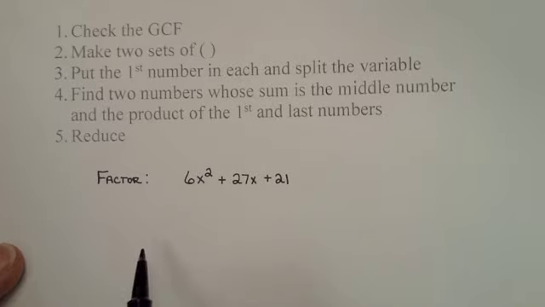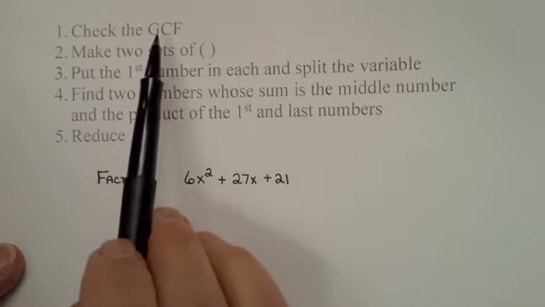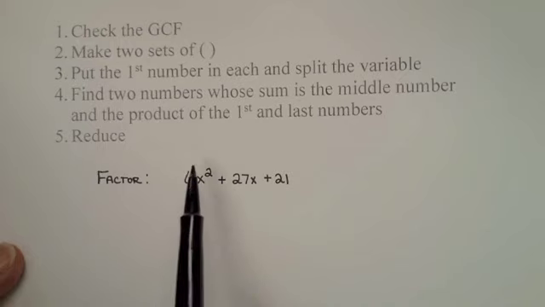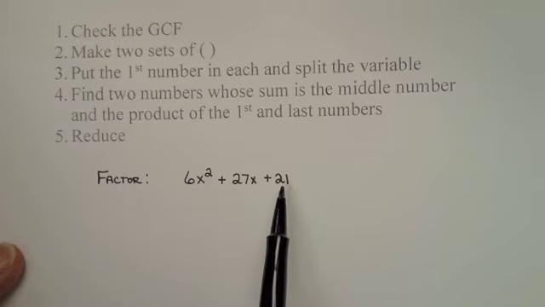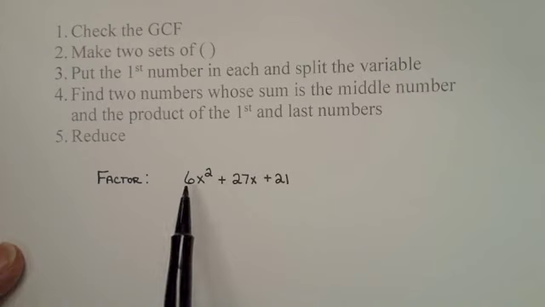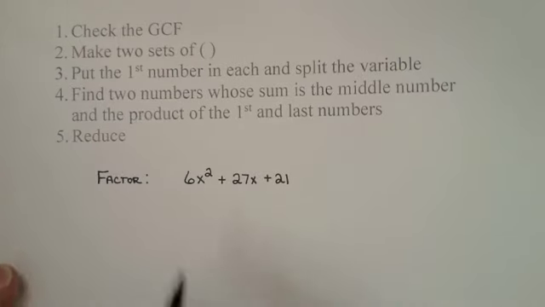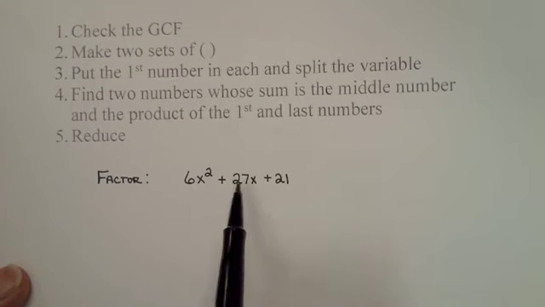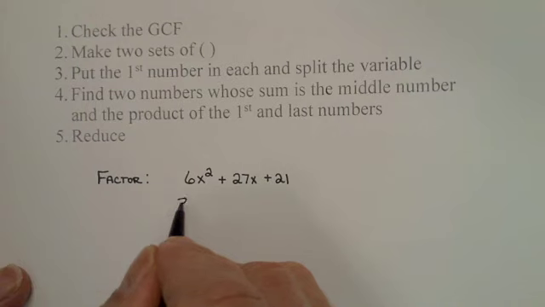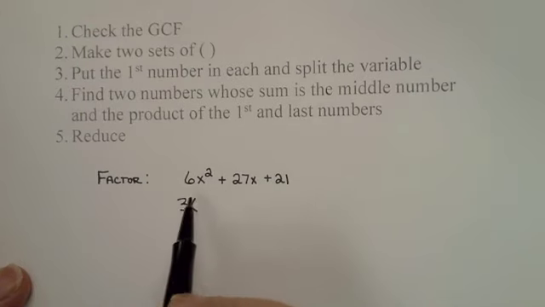Next example. Here's an example of something that does have a greatest common factor, because right now multiplying these two together is going to give me a really big number. But if I go ahead and factor out the greatest common factor, it's going to make this problem easier. Is there a number that will go into 6, 27, and 21? 3. Divide each one of these by 3.